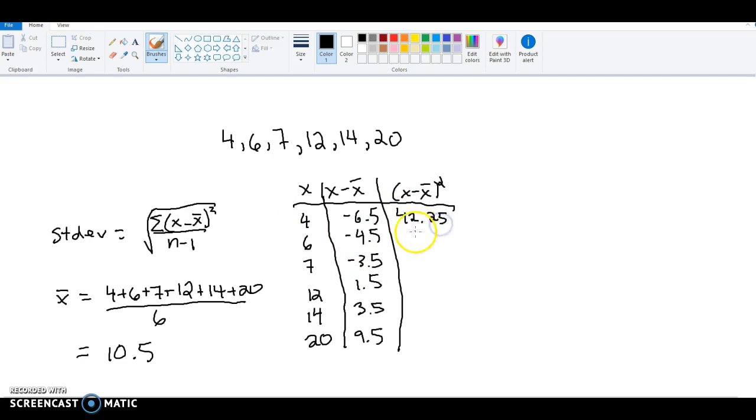Okay. So 6.5 squared is 42.25. 4.5 squared is 20.25. 3.5 squared should be 12.25. 1.5 squared should be 2.25. 3.5 squared is 12.25. And 9.5 squared should be 90.25. So let's add up this last column.